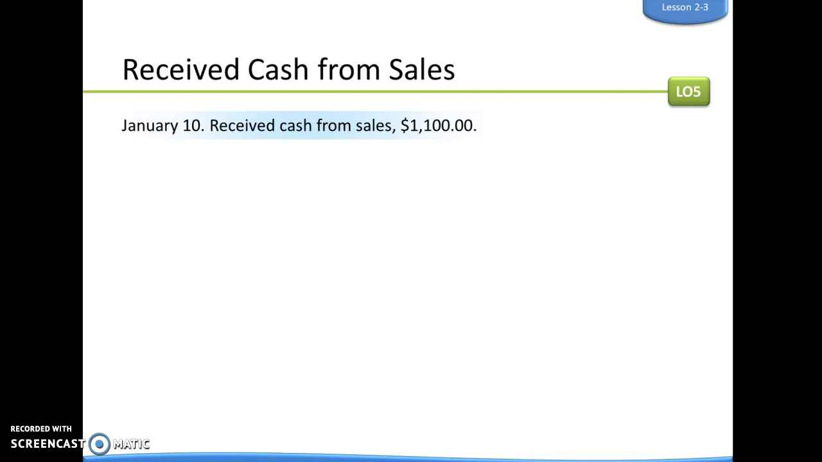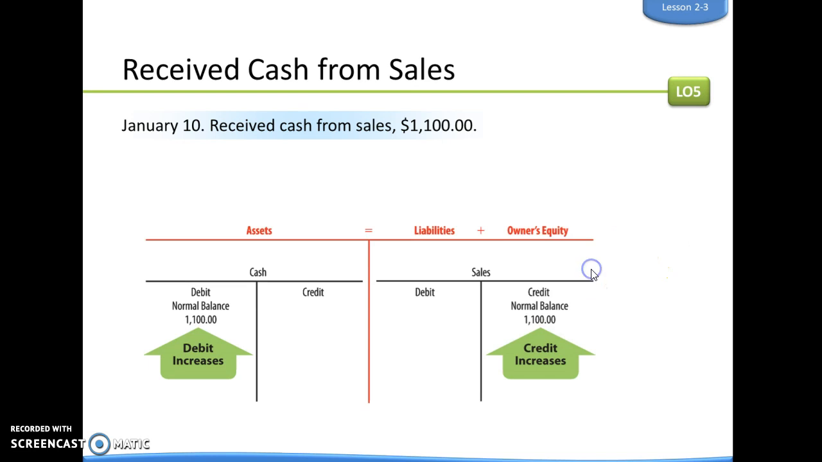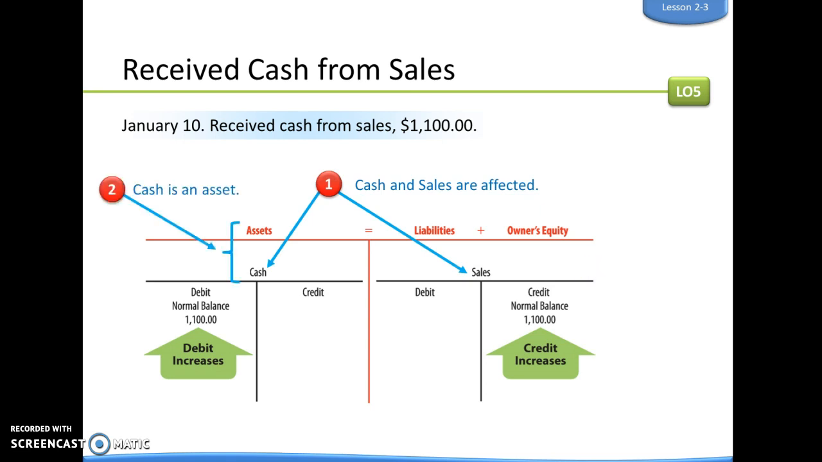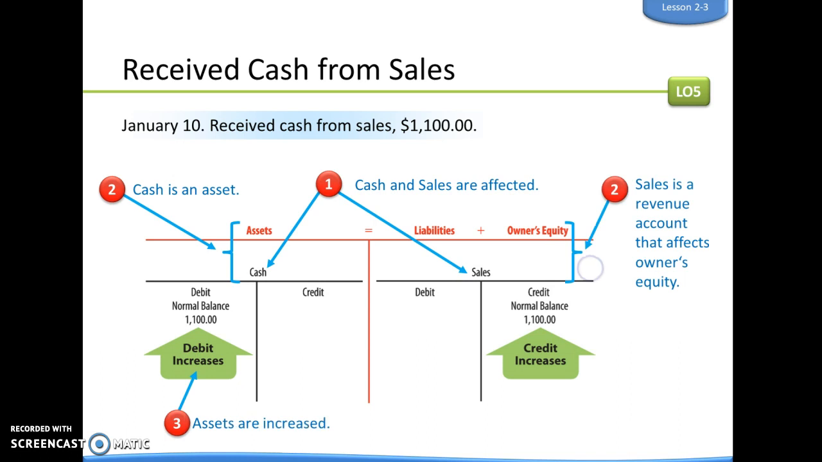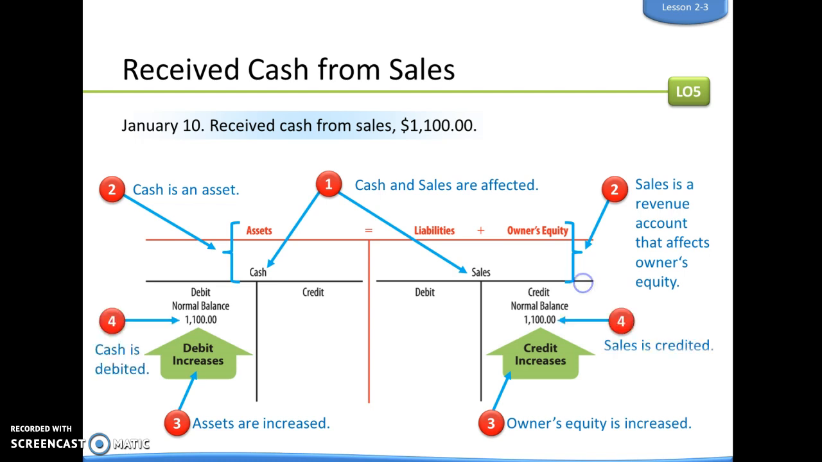Here we have January 10th, received cash from sales, $1,100. If we look at it on the accounting equation, the 2 accounts affected are cash and sales. One is an asset, one is owner's equity. Cash increases, so it's on the debit side, and owner's equity increases on the credit side. So cash is debited, sales is credited.